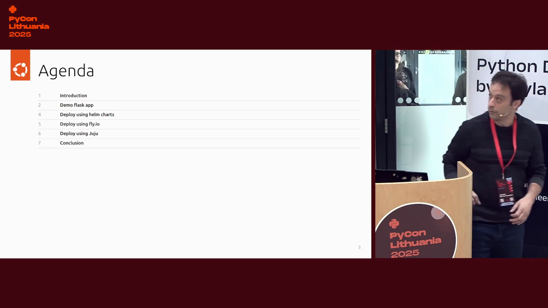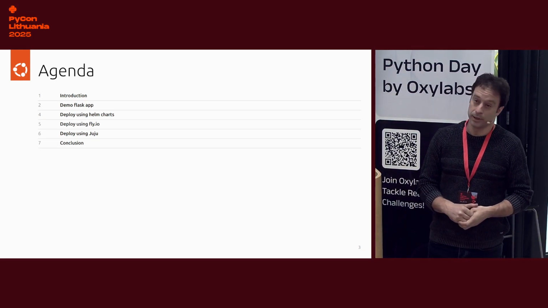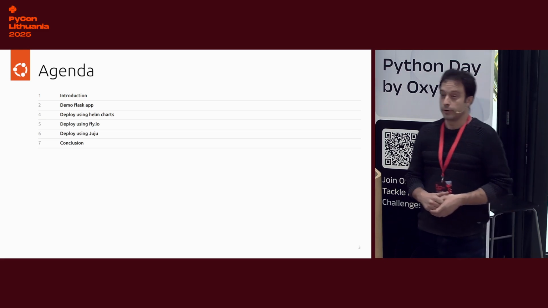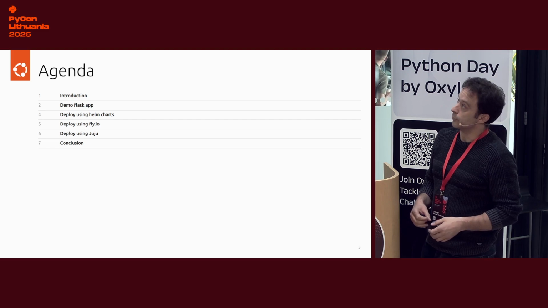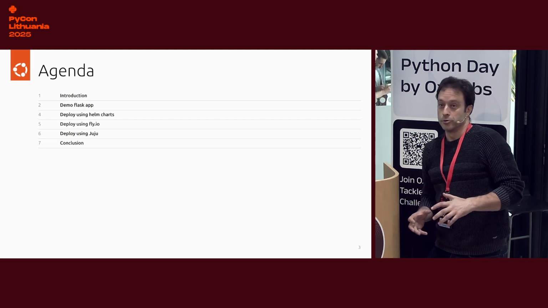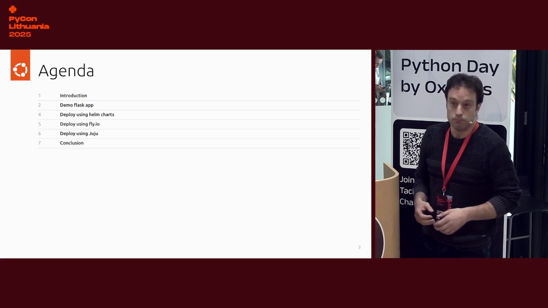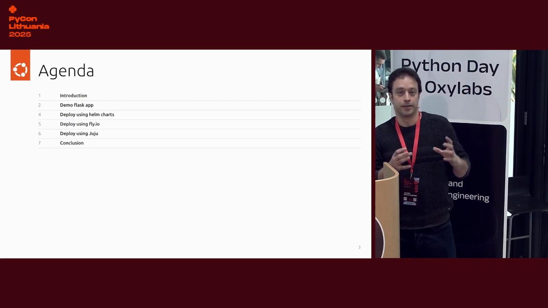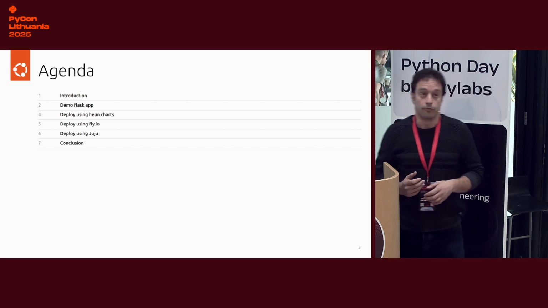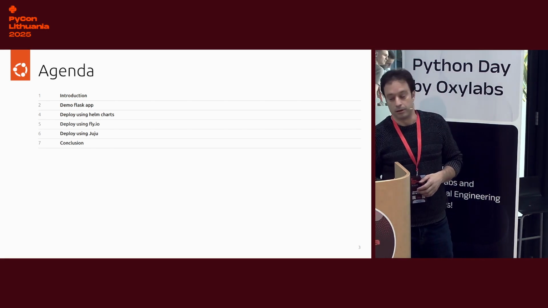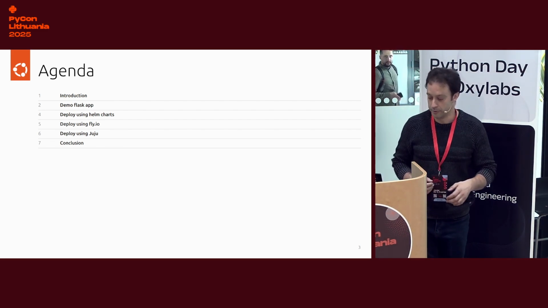So let's go very quickly through the agenda. We'll first make a very quick introduction to the topic, deploying to production. We'll create a very simple demo Flask app, and we will iterate over that. We will create a container for it, and then we will use Helm charts. For the people that don't know about it, it's a kind of package system for Kubernetes. Then we will go through Fly.io, which is a platform as a service. I chose Fly.io because it's a widely used one, but there are other options that we will see.